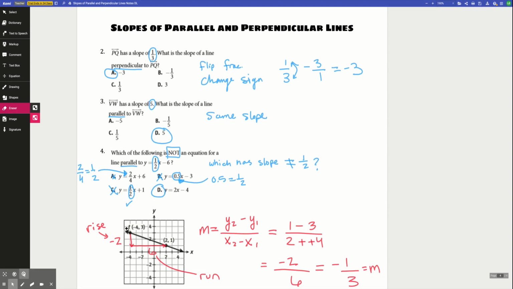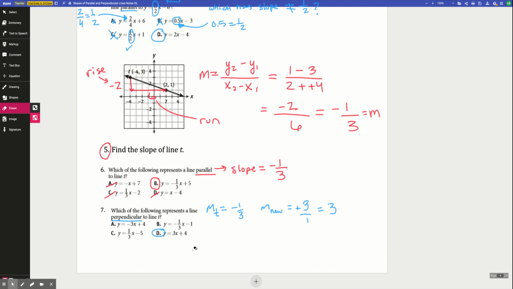All right, and then my very last question here, that's number 7 at the bottom, going back to our line T, right? So 7 asks, which of the following is a line that's perpendicular to line T? So the slope of line T, as you recall, was negative 1/3. So that means the new slope, if it's perpendicular, I have to flip the fraction and change the sign. So my new slope is positive 3/1, which is just 3. So the only answer choice that has 3 as a slope is option D.